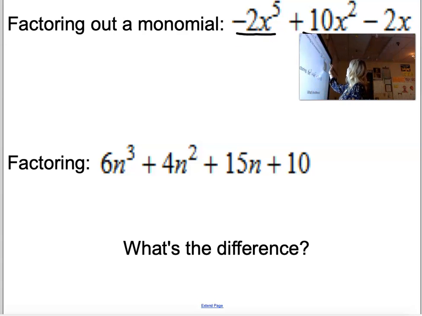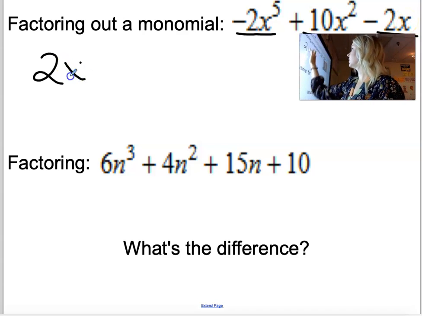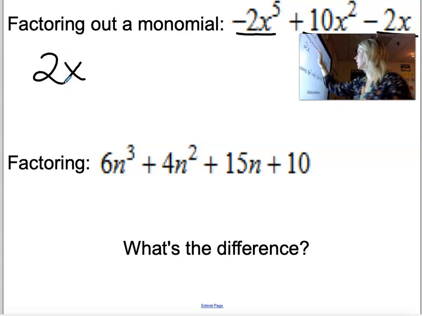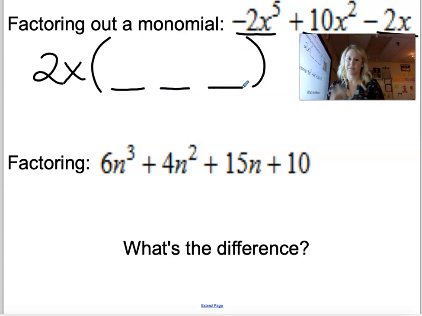Looking at a 10, a 2, and a 2, the GCF would be a 2. When you're looking at your variables, we can take 1x away from each of them. So 2x would be your GCF. And then I'm going to have my parentheses with my three blanks. I'm going to divide and subtract my exponents to figure out what's on the inside.